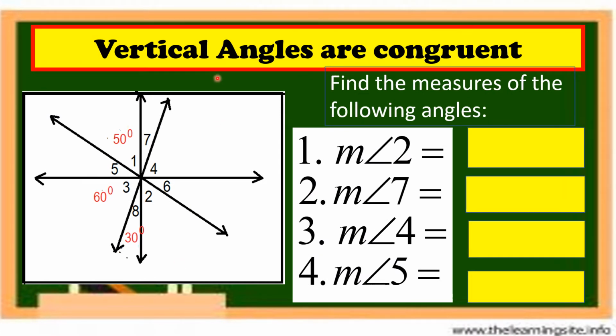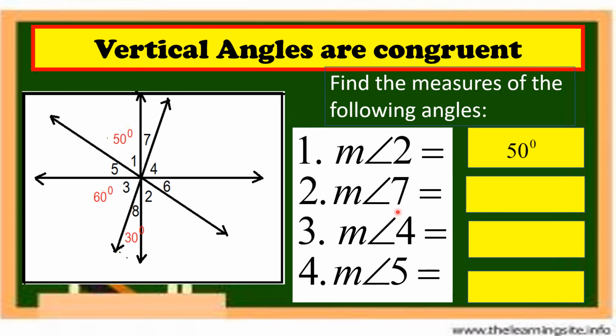So we need to find the measures of the following angles. We need to find the measure of angle 2. So this is angle 2. Angle 2 and angle 1 are vertical angles, and vertical angles are congruent. Therefore, what is the measure of angle 2? The measure of angle 2 is 50 degrees.